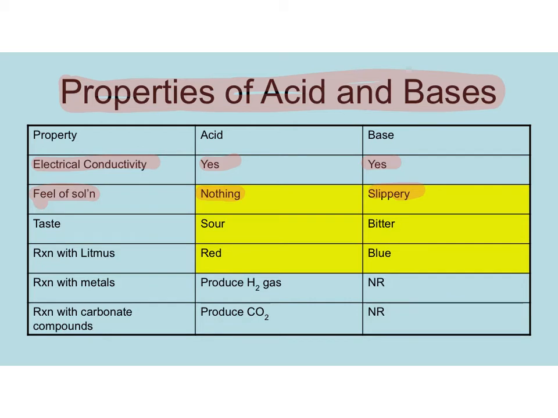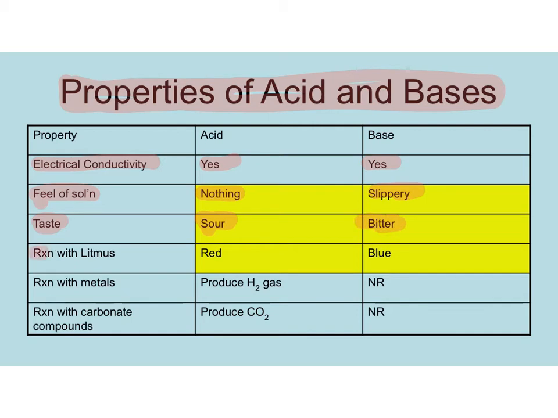Now, that's not a very safe way of determining whether it's an acid or a base. Along with the next one, it's also not a very safe way of doing it. But there is a difference: if you taste either of them, acids generally taste sour, whereas bases taste bitter. So the difference between the two tastes is a telltale sign.